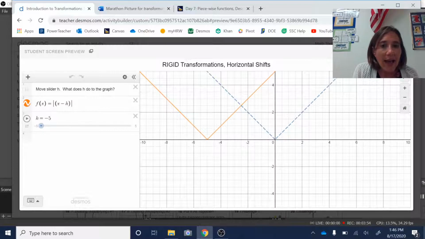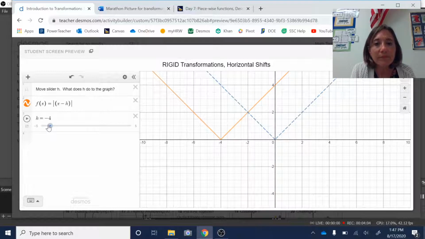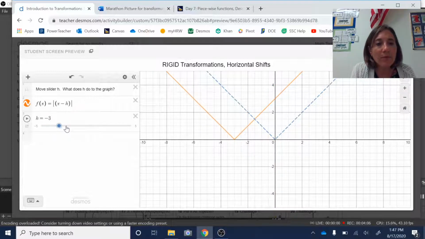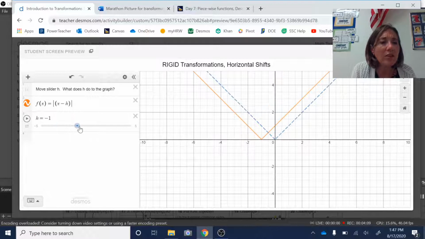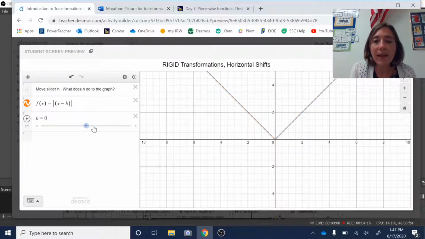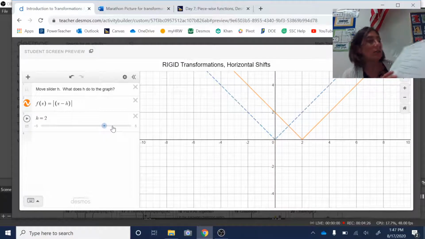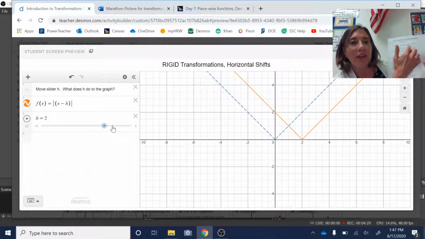So this one says move slider H. What does H do to the graph? So I can take this slider here and click over, and it's going to move the graph around. Oh, yours will probably start where H equals 0, I'm guessing. I was already playing with mine before. That's why it wasn't starting at H equals 0. So if I make the H 1, whoa, what happens? If I make the H 2, whoa, okay. So you're going to play with moving it around, and then you're going to answer the observations over here on your worksheet.